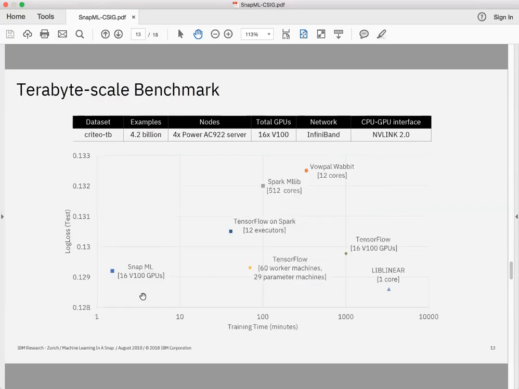Then for the huge data set, we searched around and found all of the published or reported results which people have achieved on this data set.